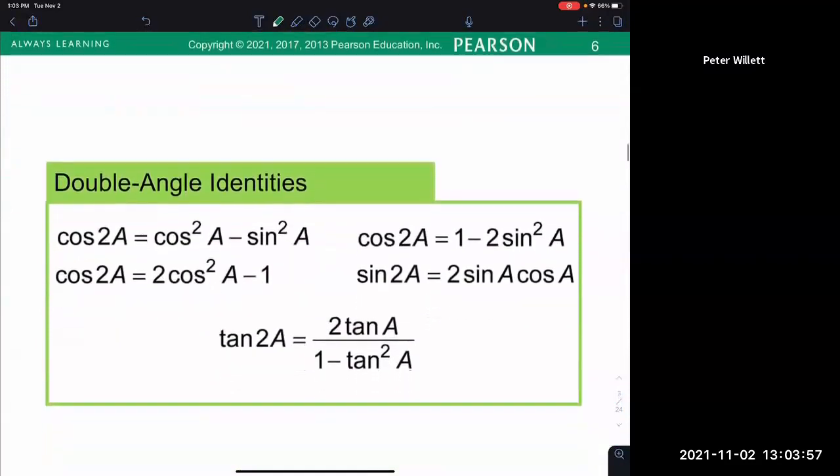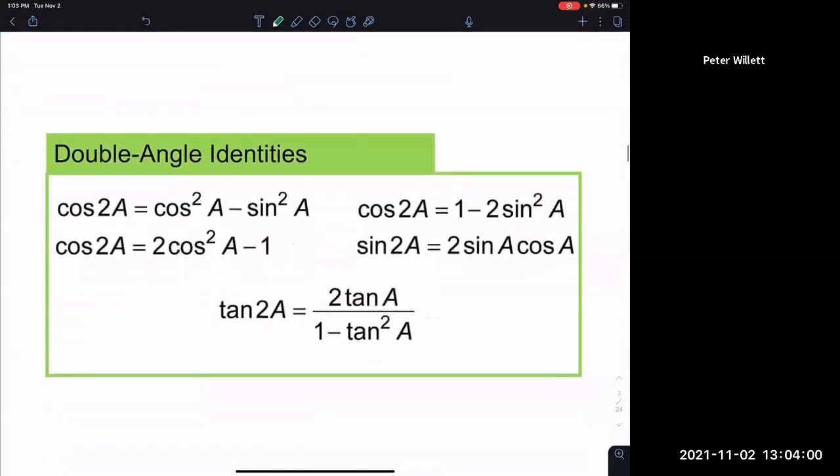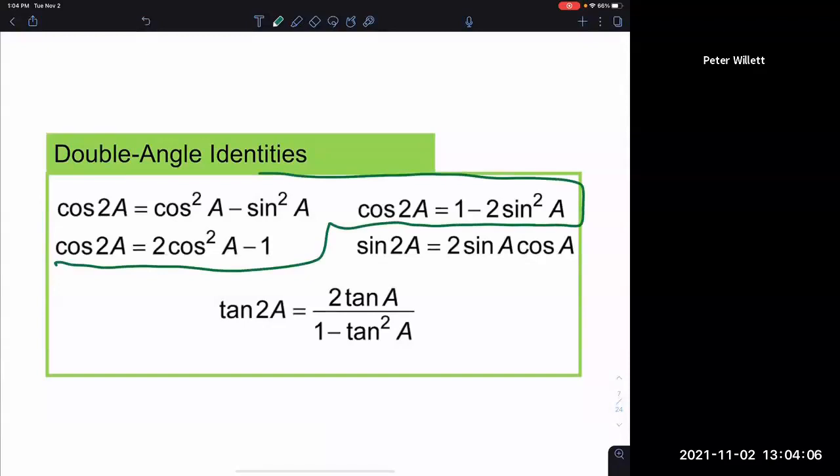So here they are summarized. And the thing to notice is that there's 3 different ways that we might use an identity when dealing with cosine of a double angle. And then there's one for sine and one for tangent.